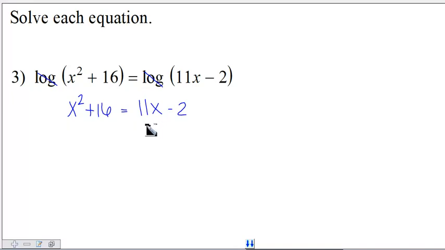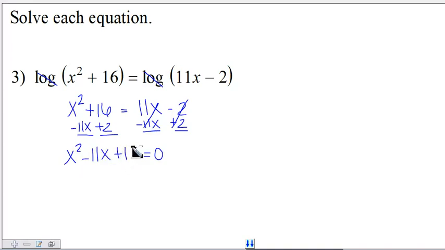I'm going to get everything on the same side, and I want to do it in a way that keeps the x squared term positive. So I will subtract my 11x and move it over here. I'm also going to go ahead and add 2 at the same time. That means that everything on the right-hand side of my equation goes away. When I combine what I can combine and put these in descending order by exponent, I get x squared minus 11x plus 18. This is a trinomial that can be factored into 2 parentheses.